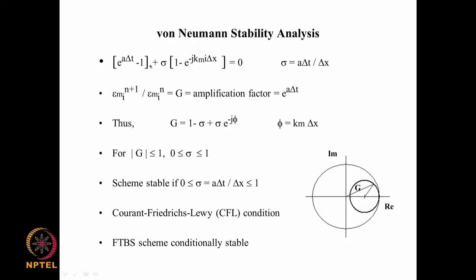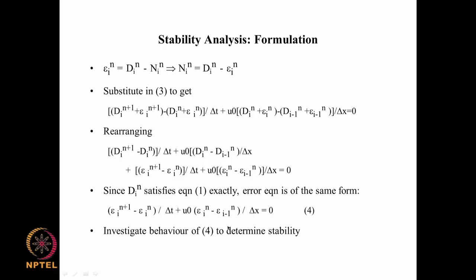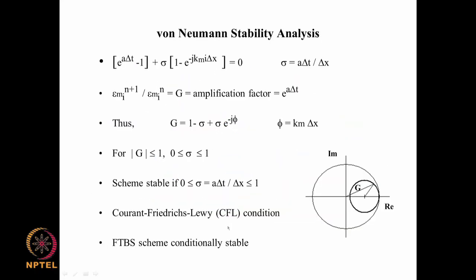This is coming from the time derivative term, and this is coming from the space derivative, dou u by dou x, and this is coming from dou u by dou t, and sigma is the Courant number, a delta t by delta x. So, after substitution of this assumed wave component variation with time and space in this particular way, and substitution of this into this and simplification, we get an equation like this.